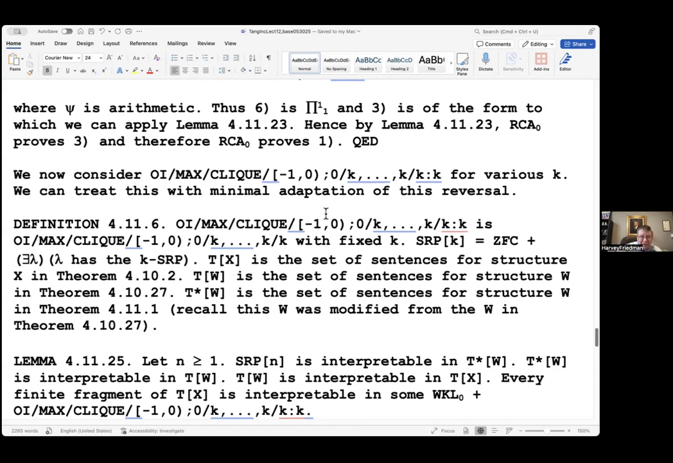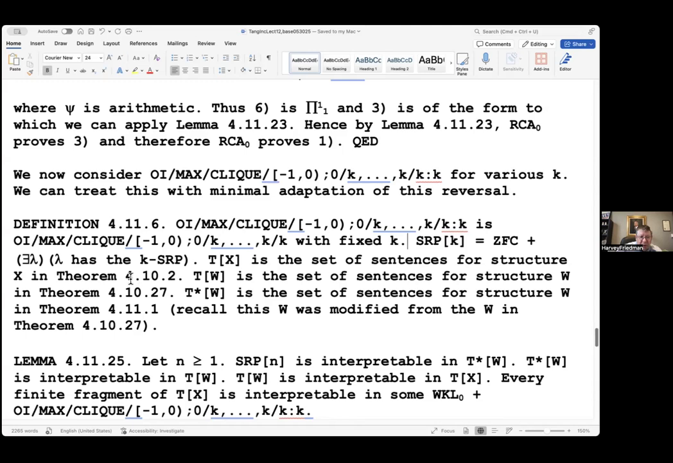This just means we're fixing the K. All right. SRP of K is defined to be ZFC plus there is a lambda such that the lambda has the K SRP.